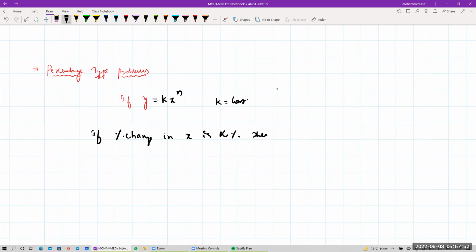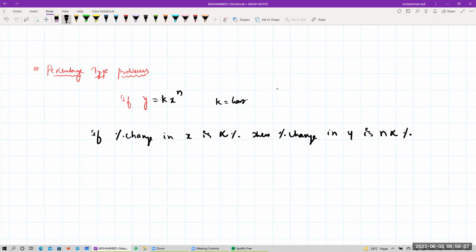Like say if y is equal to some k x to the power of n, where k is some constant. If the percentage change in X is alpha percent, then the percentage change in Y is n times alpha percent.